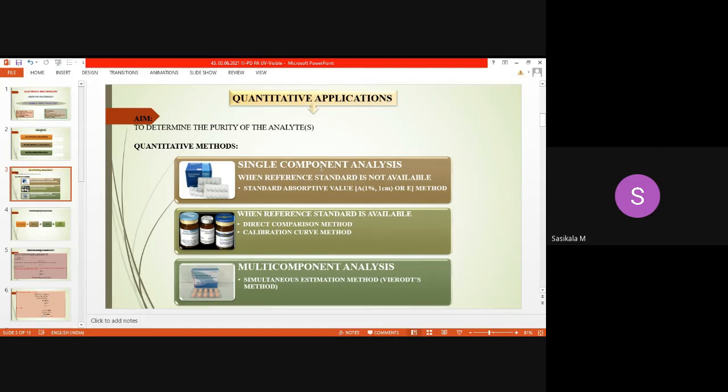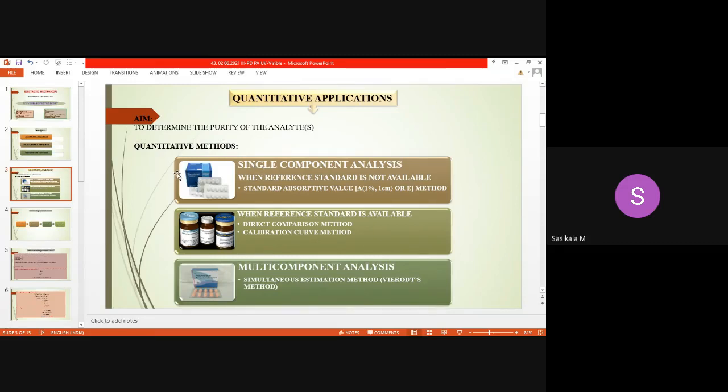In that, if the dosage form or formulation has only a single component, single component represents a single active pharmaceutical ingredient. Only one drug is present, as mentioned in the picture. You can observe the picture. Like paracetamol, it contains only the active pharmaceutical ingredient paracetamol alone. So this represents single component analysis.